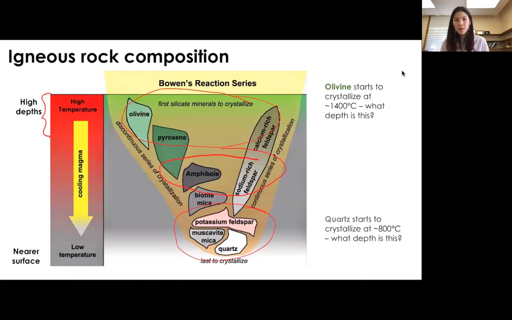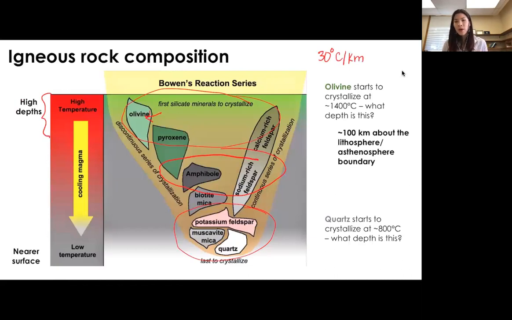If we actually try and put numbers to these temperatures, we see that olivine tends to crystallize at about 1400 degrees Celsius. Let's think about what depth that is. And then we can do the same thing with quartz, which starts to crystallize at about 800 degrees Celsius. If we use the assumption of a 30 degrees Celsius per kilometer gradient, we would calculate that olivine starts to crystallize at about 100 kilometers depth, which is close to where the lithosphere-asthenosphere boundary is.